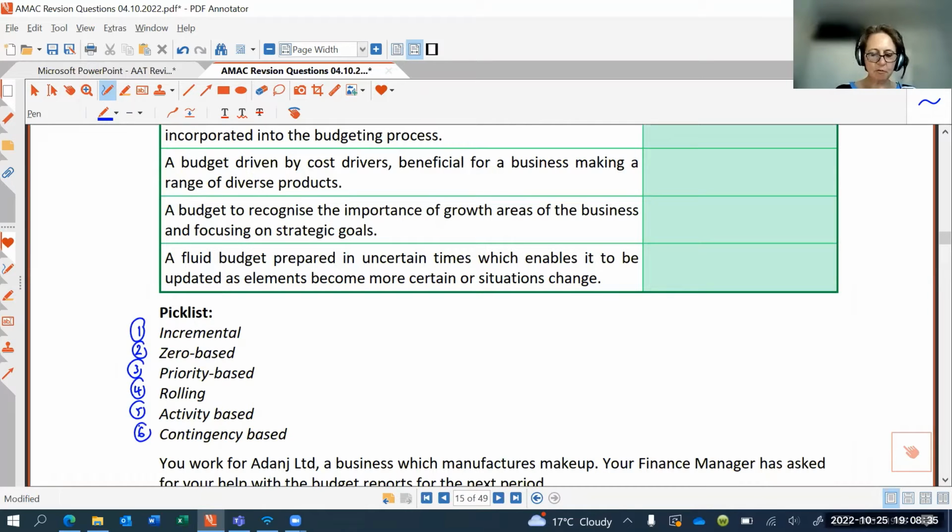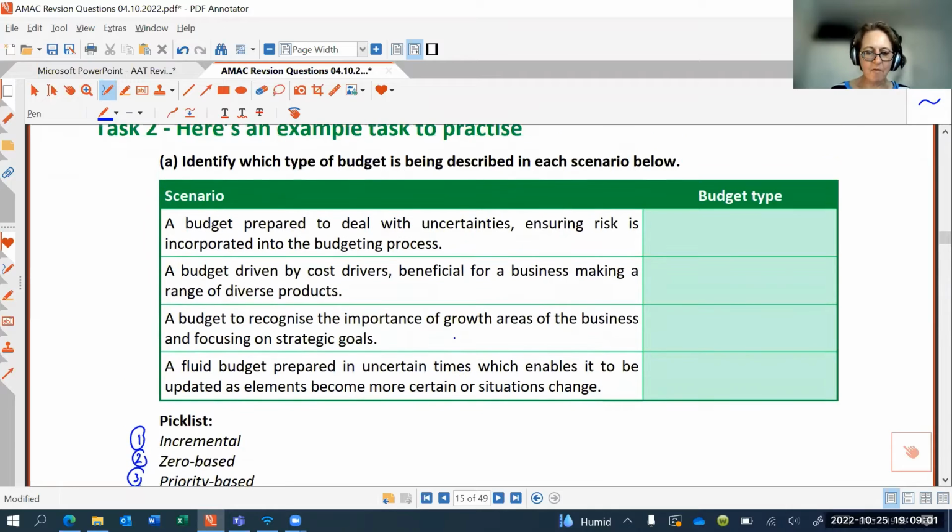And then what I would like you to do is just read through that pick list first, perhaps. And as you read through the pick list, just be thinking to yourself, do I know what sort of budget that is? What do I know about that budget? So we've got incremental. We have zero-based, priority-based, rolling, activity-based, and then contingency-based. So there are different types of budget. And then here we have 4 scenarios. And it's asking me to identify which type of budget is being described in each of the scenarios.